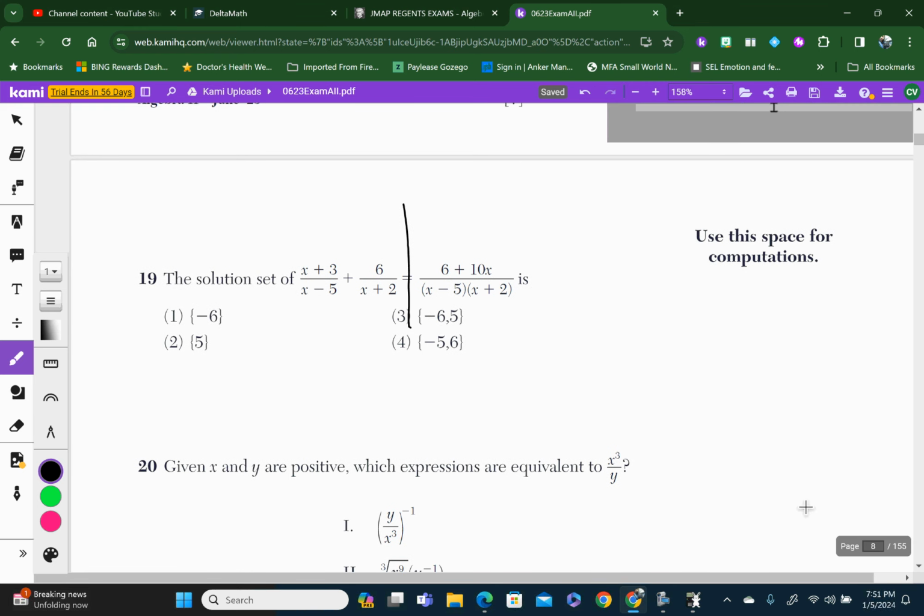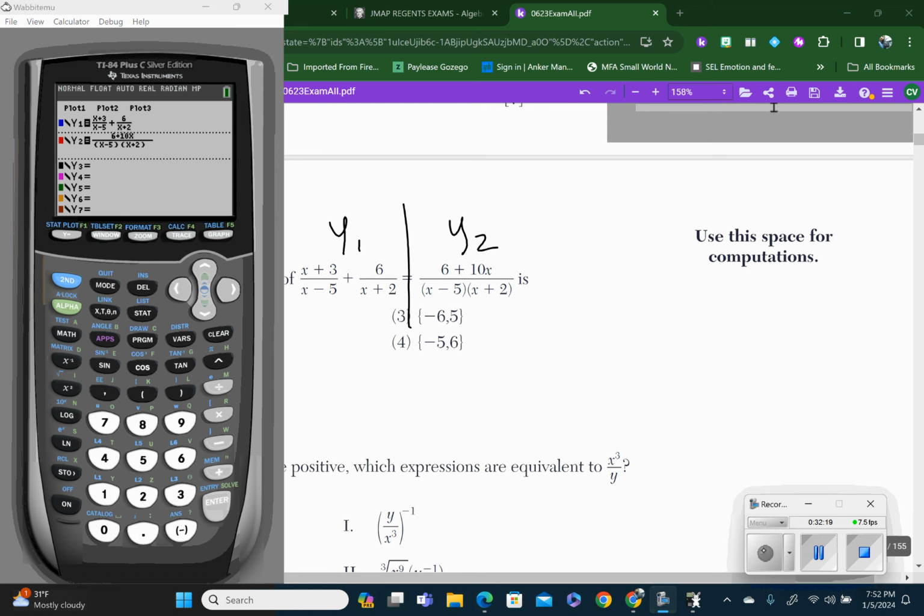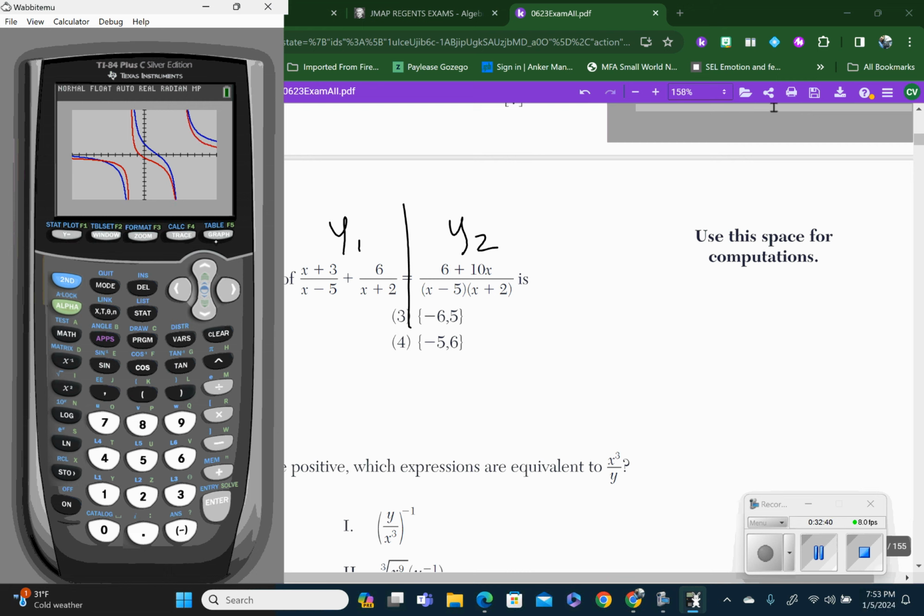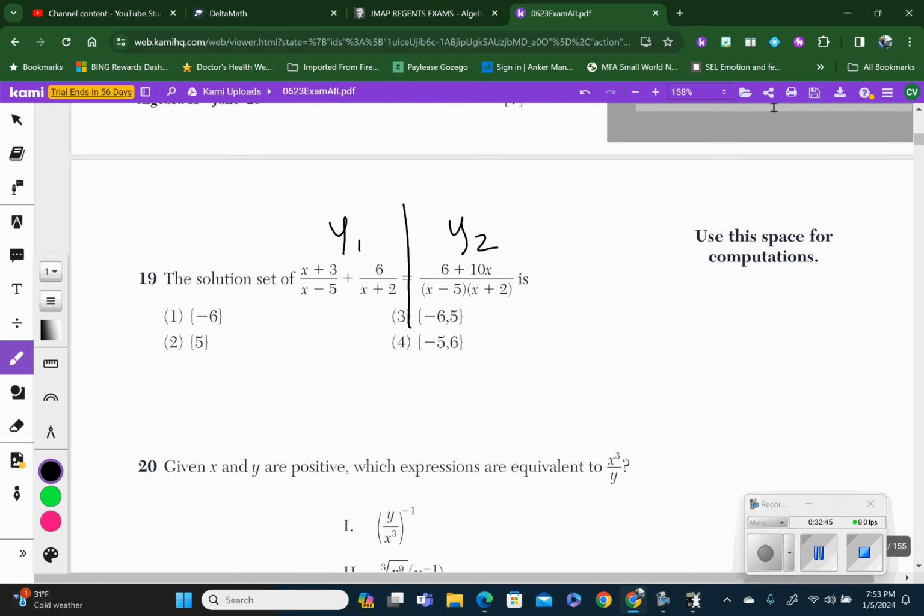Solution set: I'm going to go y1 here, y2 here, see where they intersect. So I went ahead and plugged it into y1 and y2, and I'm going to hit graph. So the first graph is going to look a little crazy, but it's going to look like that. The second graph is right here, so they meet once. Looks like maybe 2 times. Yeah, it looks like it meets 2 times. So let's see where they meet. Okay, so if I look at my answer choices, I have -6, 5, 5, -6.